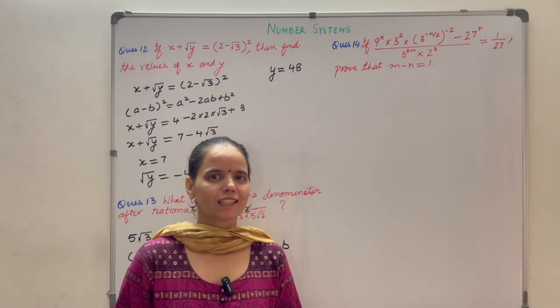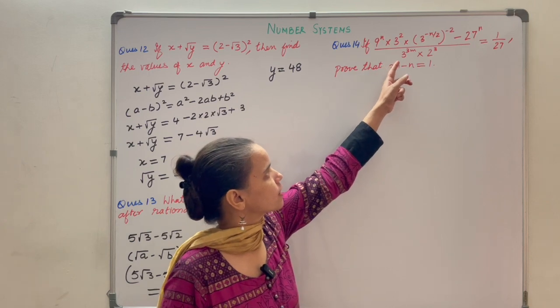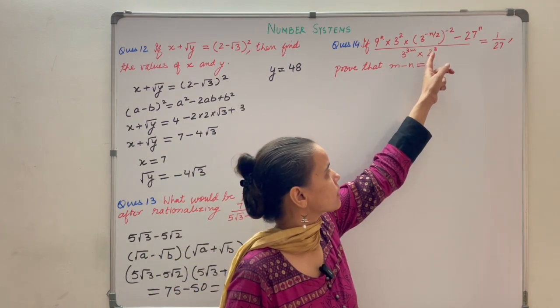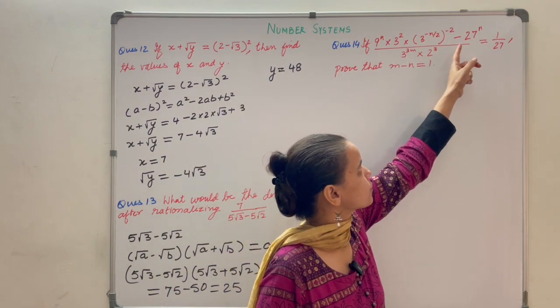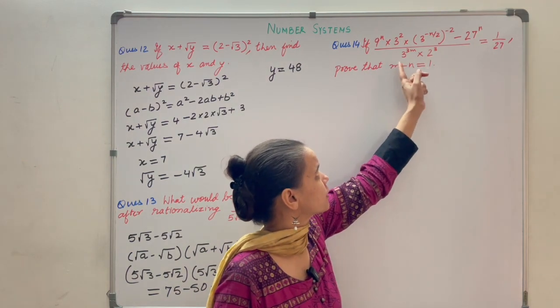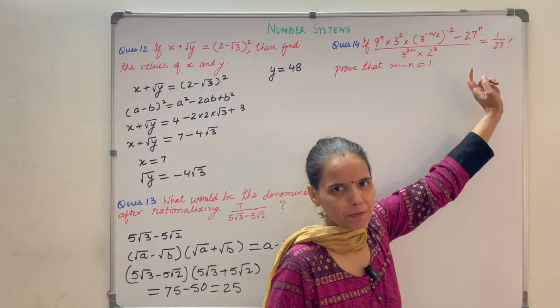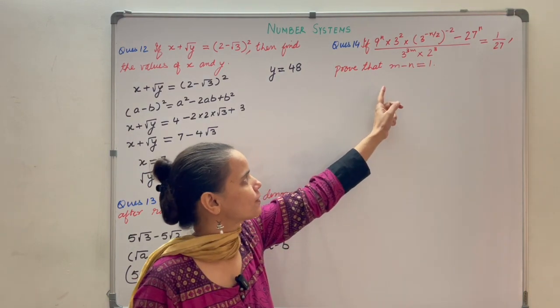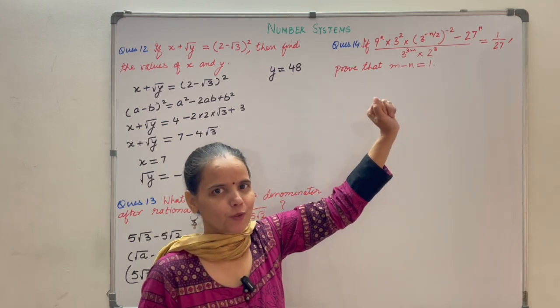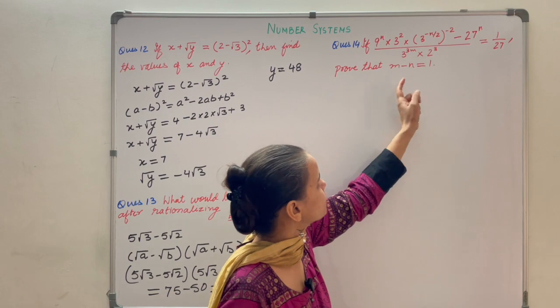Now let us take the 14th question. If 9 raised power n into 3 square into 3 raised power minus n by 2 whole raised power minus 2, minus 27 raised power n divided by 3 raised power 3m into 2 cube is equal to 1 upon 27, prove that m minus n is equal to 1. So here this is given to you and you need to prove this.